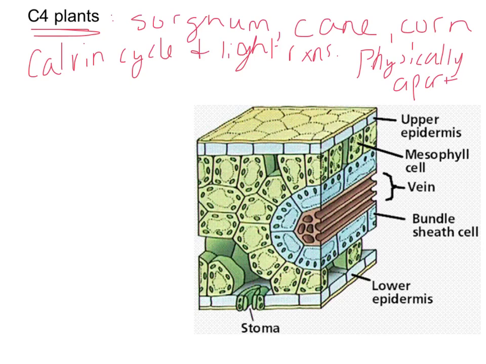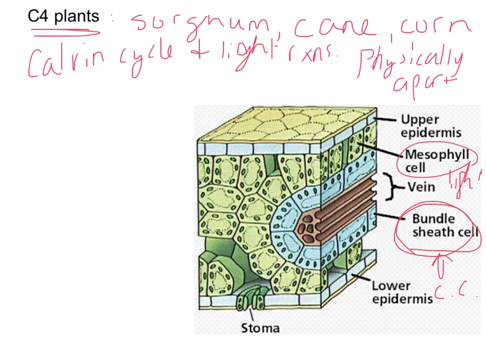So the light reaction is still happening here in the mesophyll cells. The Calvin cycle, though, is happening here in what are called bundle sheath cells. So there's my Calvin cycle, here's my light reactions. These two are happening in two separate places.